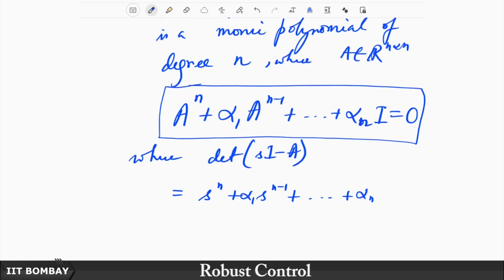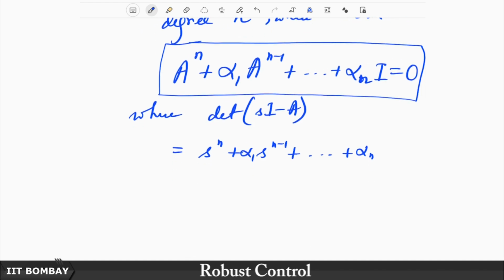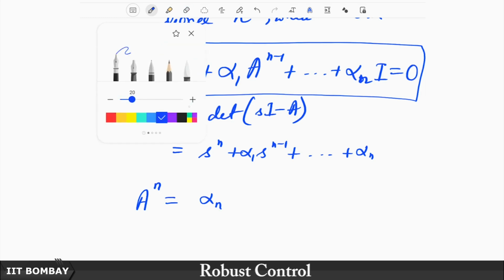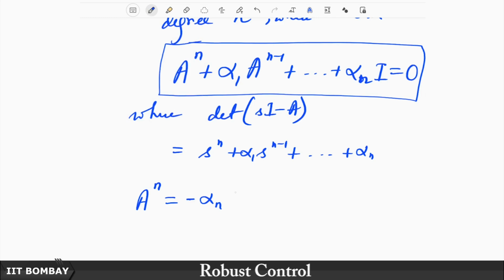What is the consequence of this? The consequence of this is that for any power of A, when A is raised to any power greater than or equal to n, I can always write this as a linear combination, with a minus sign, let me put it, of I through A to the n minus 1. Okay. So, here is how: A to the n is minus alpha 1 A to the n minus 1 and so on.